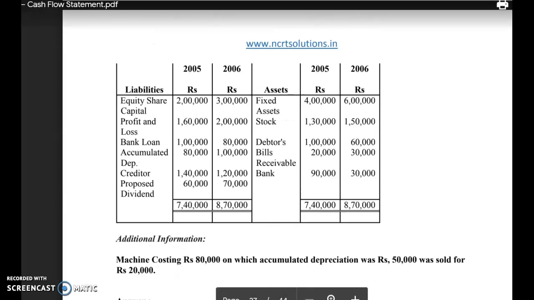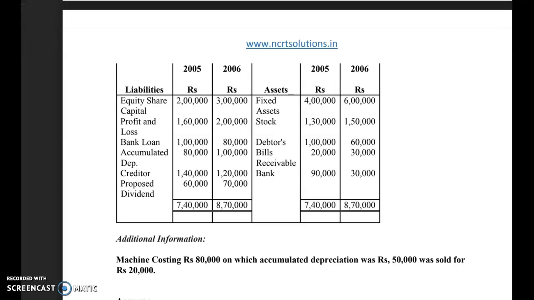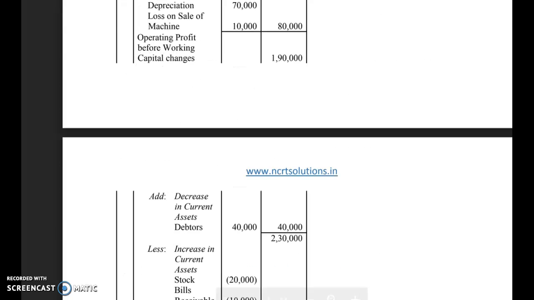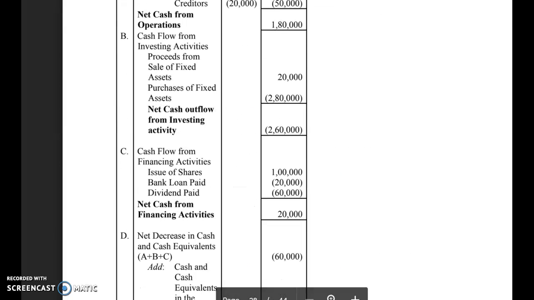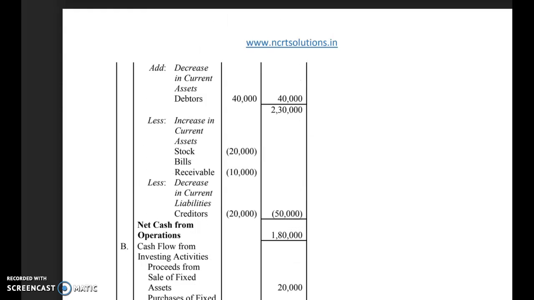Here, see, in this statement, equity shares last year were rupees 2 lakh, now it is 3 lakh. What it means is that during the year shares have been issued to the tune of rupees 1 lakh. So what will it become? It will become the inflow of cash from financing activities. See here, issue of share is 1 lakh, that is inflow of cash from financing activity.